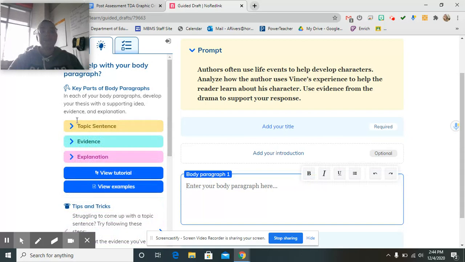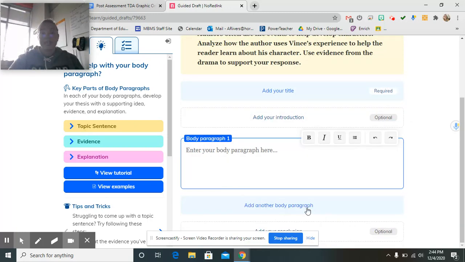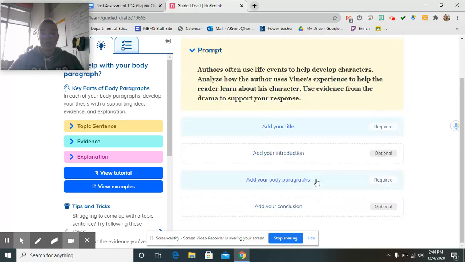Your body paragraphs need to have a topic sentence, evidence, and an explanation. If for whatever reason you can't find enough evidence to have 3 body paragraphs, you need to come up with enough for 1 or 2 body paragraphs, and you need to make sure that body 1 and body 2 have a topic sentence, evidence, and an explanation. If you scroll down here where it says add another body paragraph, you will see where you're able to do that. And then down here where it says add your conclusion, it is also optional.